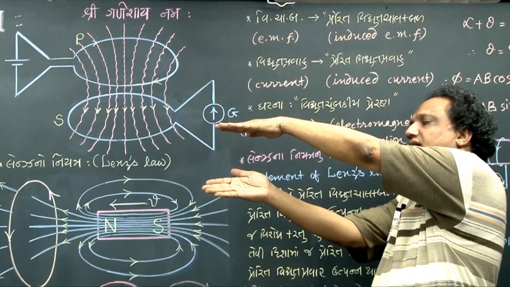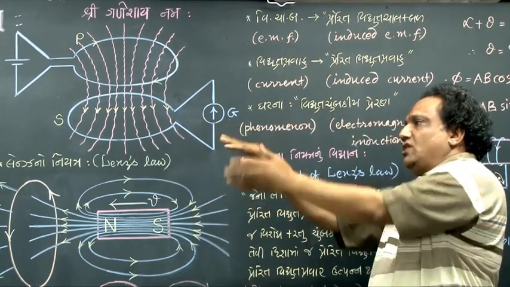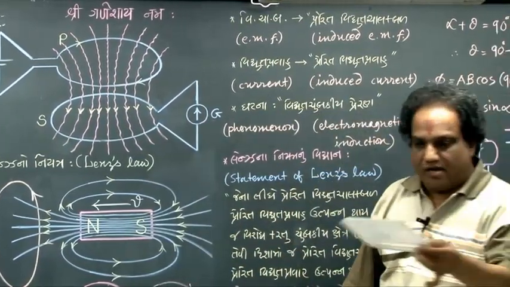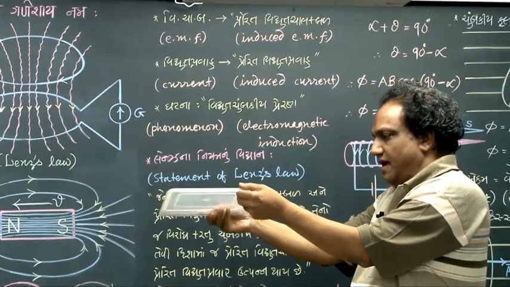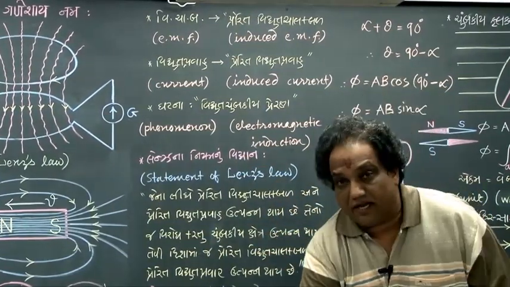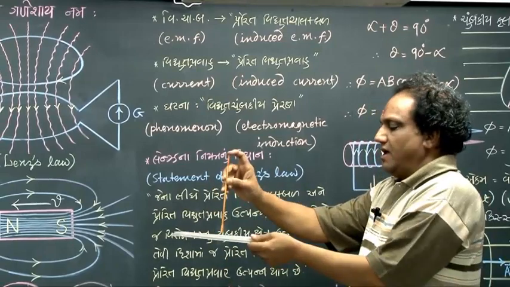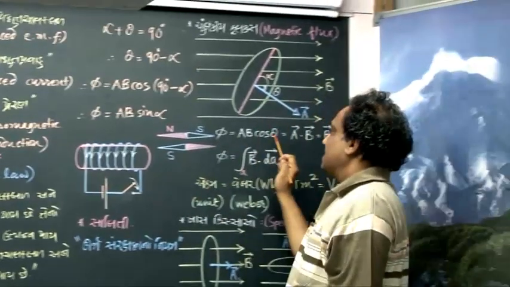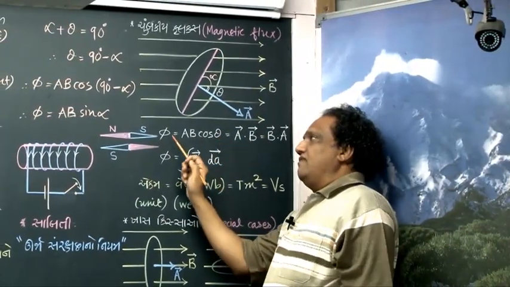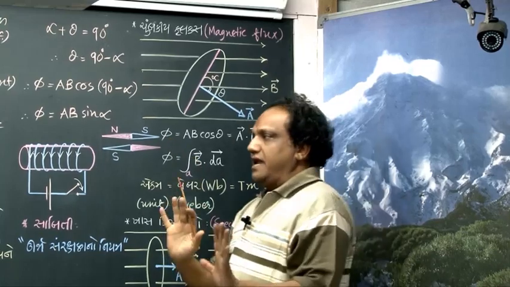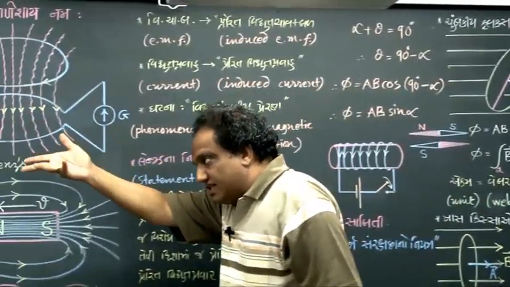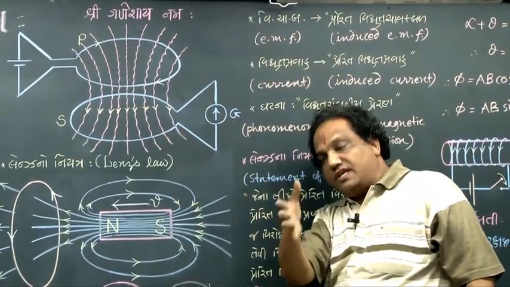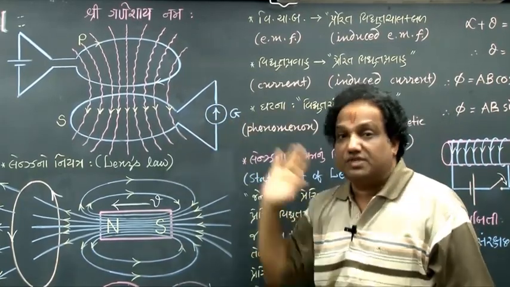The lower coil he had rotated this way, and during the rotation, you can see, this is the coil, and if I rotate it this way, naturally the angle between vector A and vector B will change. If the angle between vector A and vector B keeps on changing, you know from this formula, if theta is continuously changing, then magnetic flux also will change. And at that time, if magnetic flux is increasing, then this galvanometer was showing deflection on one side, and if magnetic flux was decreasing, this galvanometer showed deflection on the opposite side.